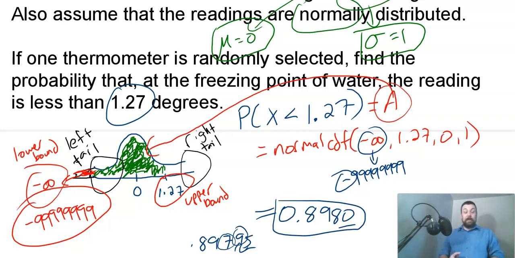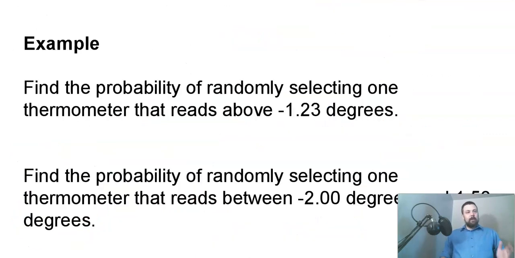So almost a 90% chance that if we pick a thermometer at random, the temperature reading will be less than 1.27. All right, let's look at the next example.